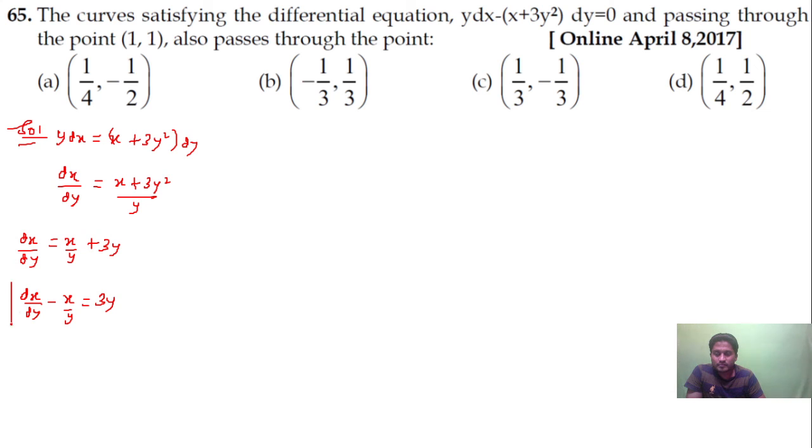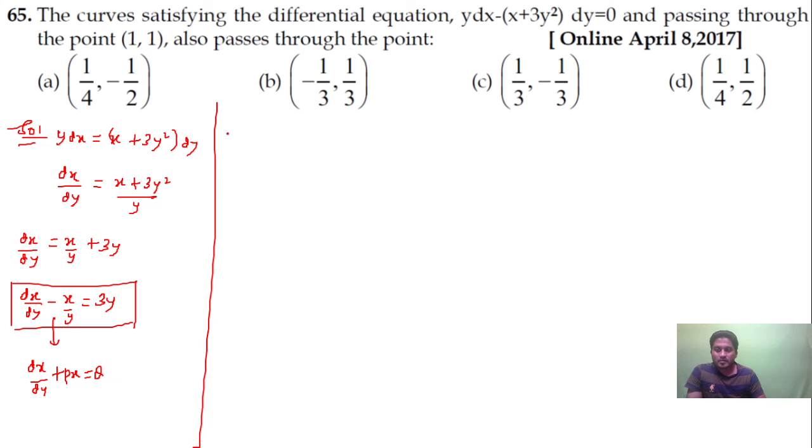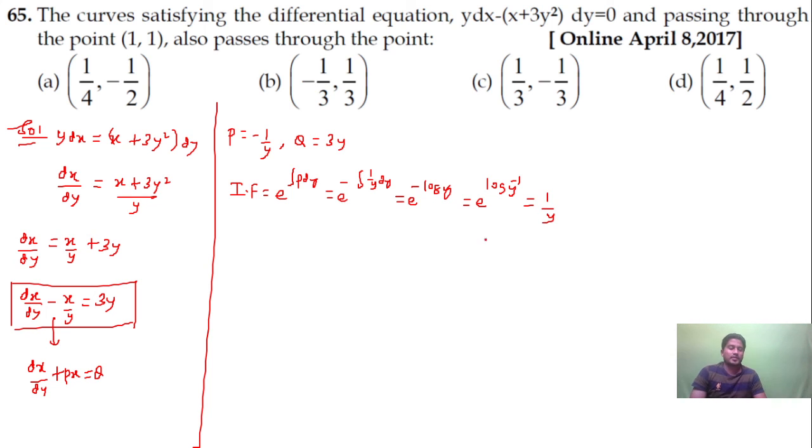Now this is of the form dx by dy plus px is equal to q. Now p is equal to minus 1 by y and q is equal to 3y. Alright, integrating factor is equal to e to the power integral p dy, which is e to the power integration of minus 1 by y dy. So this is e to the power minus log y, which is log y to the power of minus 1. So this is 1 by y.